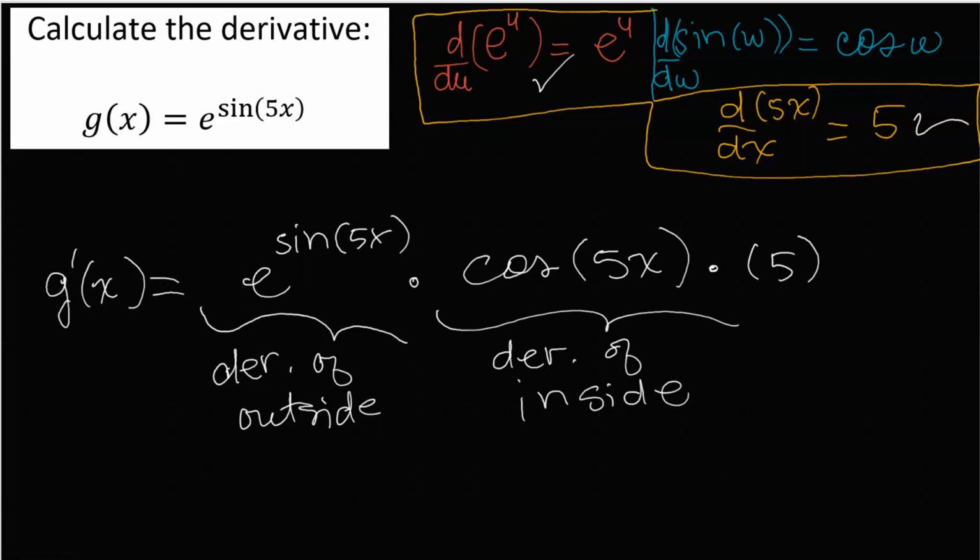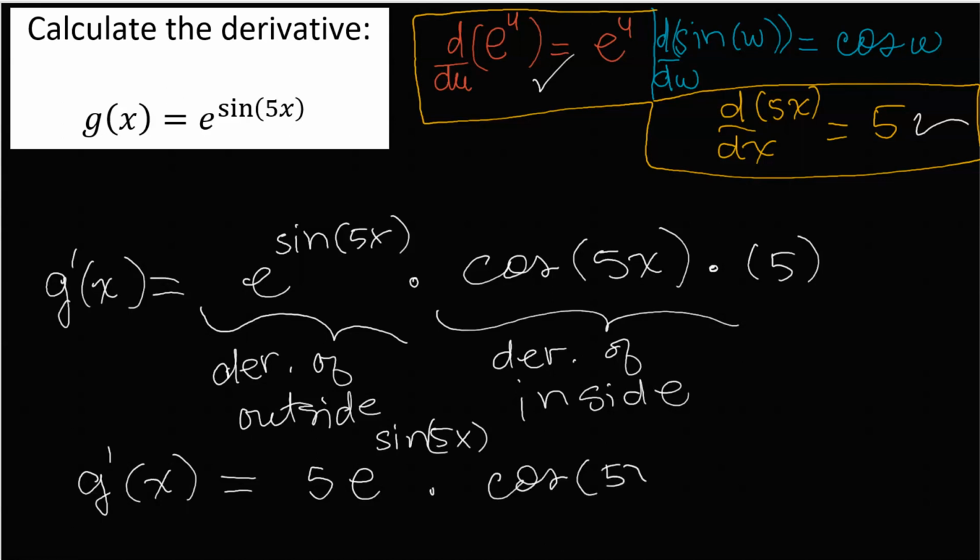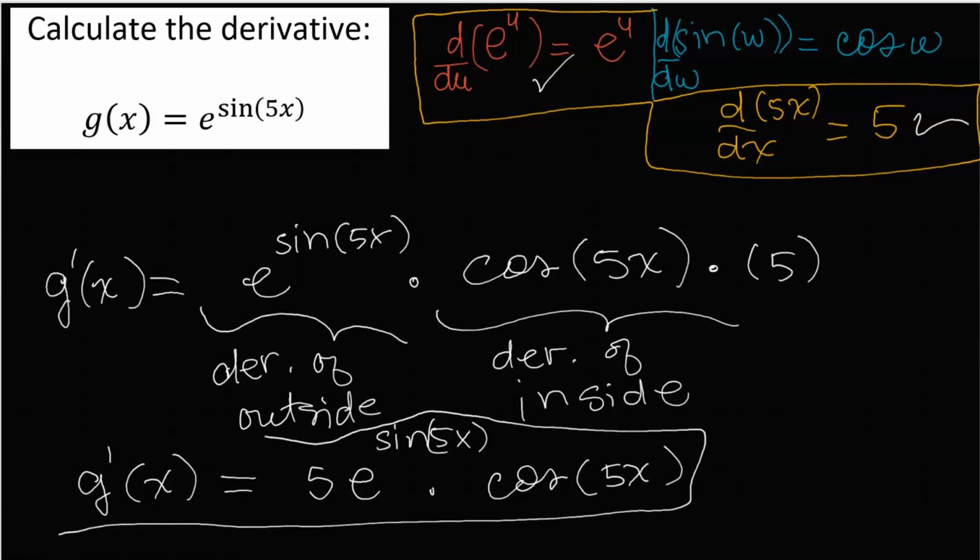So what can you do with that? Really not much, except for just writing it neatly. So the derivative of g of x is going to be 5e to the sine 5x multiplied by cosine of 5x. And that is it. That's all you could have done. There's no like terms to combine, and there's no factoring needed. That is it.